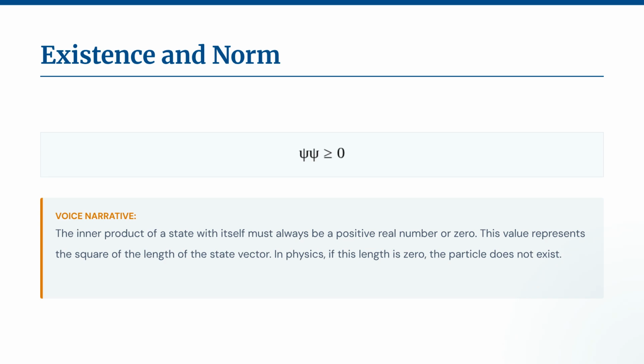The inner product of a state with itself must always be a positive real number, or zero. This value represents the square of the length of the state vector. In physics, if this length is 0, the particle does not exist.